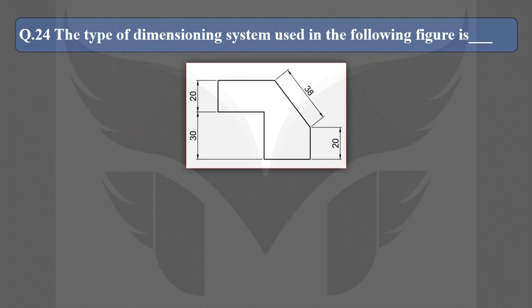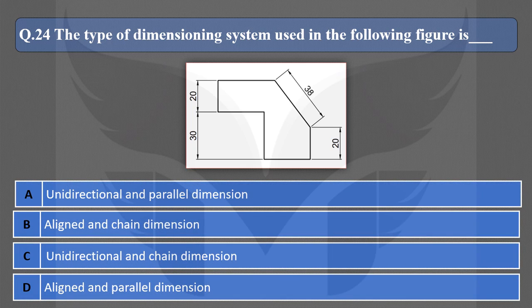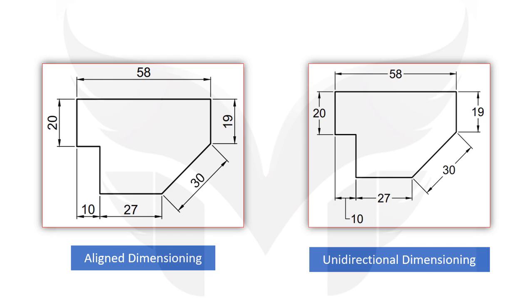Next question. The type of dimensioning system used in the following figure is, and here are the options. Option A, unidirectional and parallel dimension. Option B, aligned and chain dimension. Option C, unidirectional and chain dimension. And option D is aligned and parallel dimension. To answer this question, we must know what the unidirectional and aligned dimension systems are. And we have just seen what chain and parallel dimensioning are.